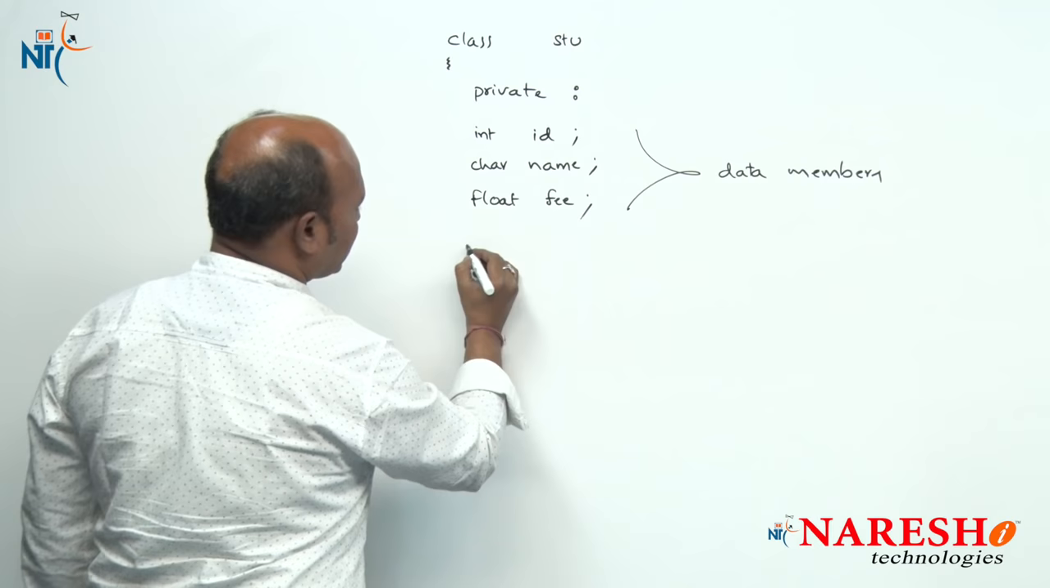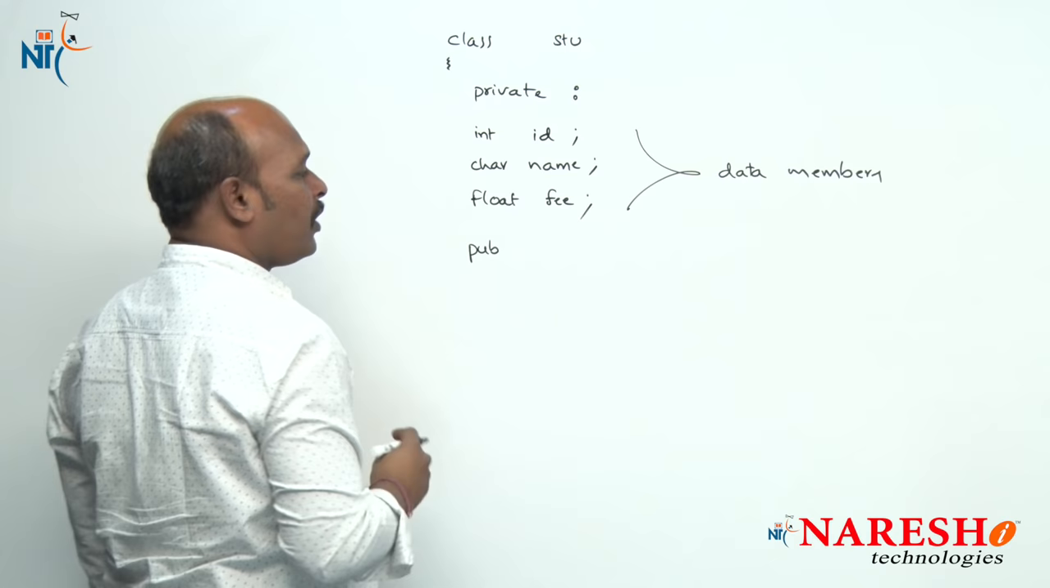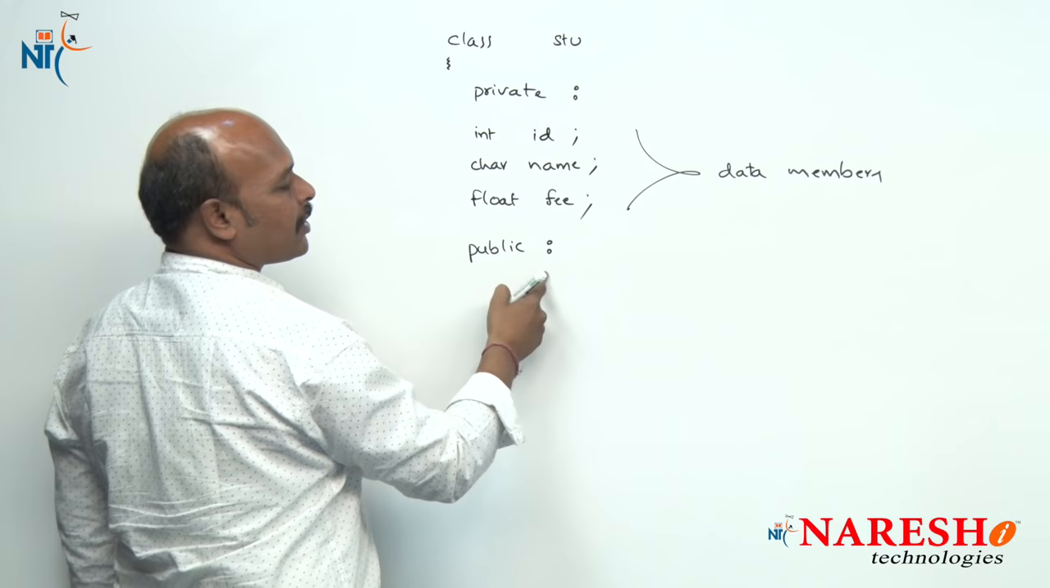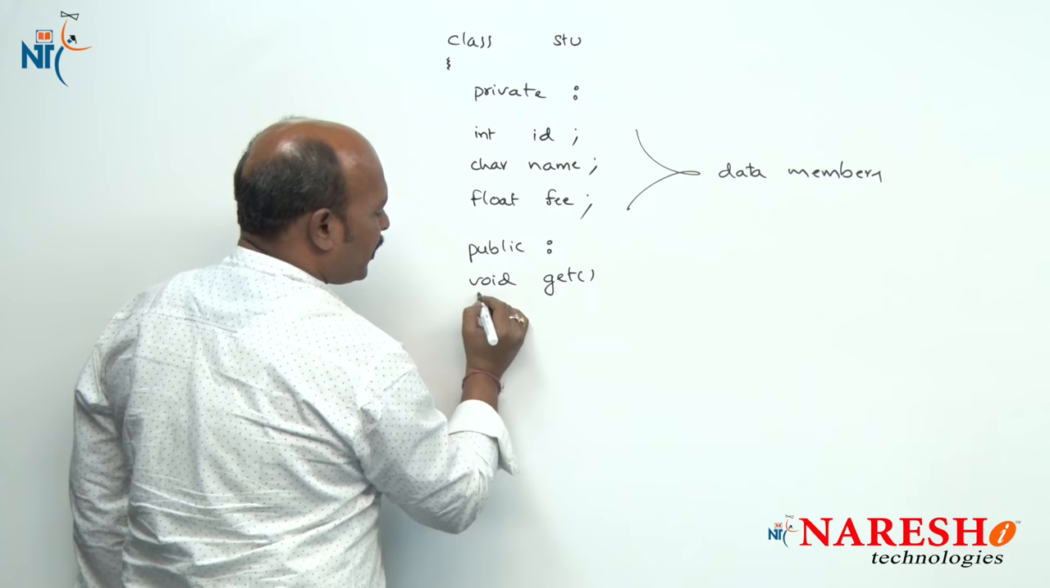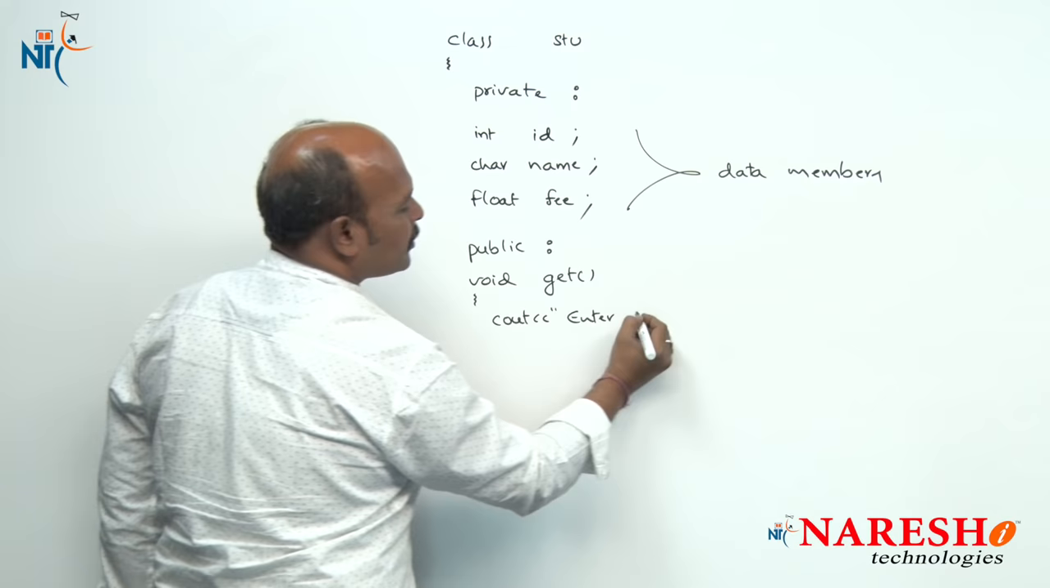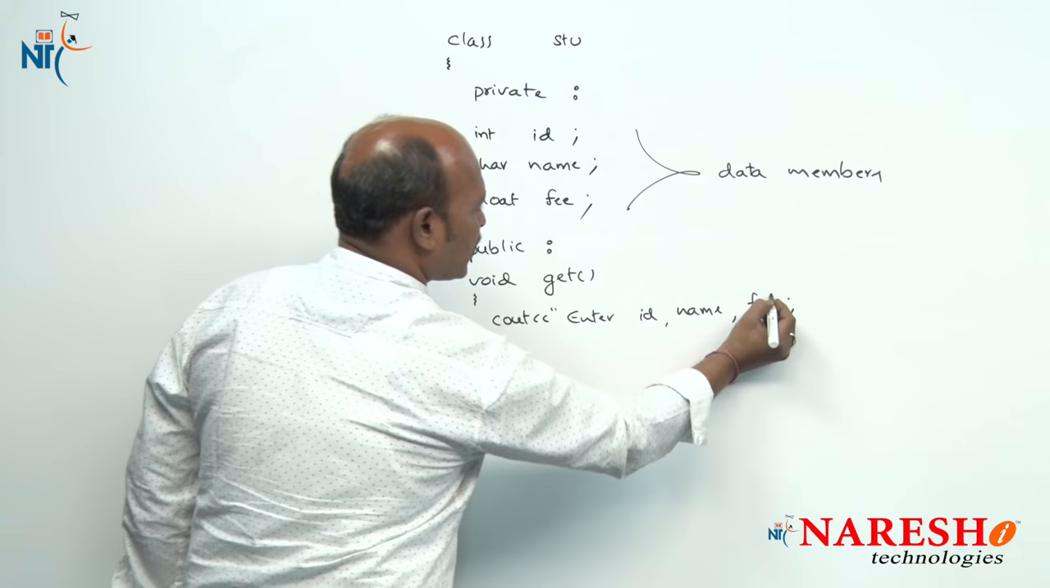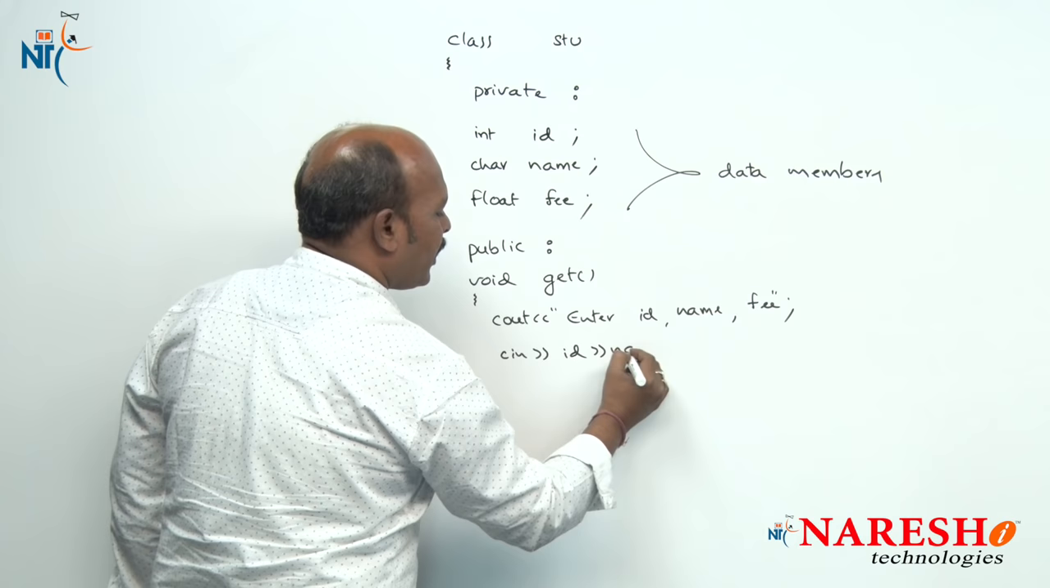Next I am going to start like this, for example I want to make public, then directly public, and it is another access specifier. Now void get. Here I am going to write like this: cout enter id comma name comma fee. Now cin is required. Okay, cin id name fee.